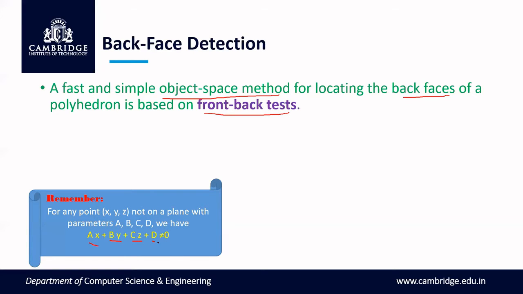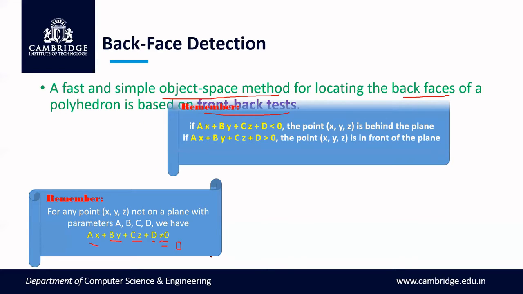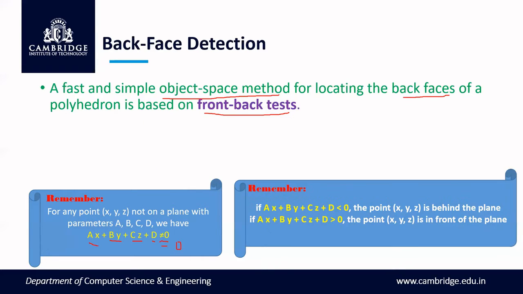If this is equal to 0, then the point is on the plane. If this is not equal to 0, then the point is not on the plane. Then I have two scenarios. So what are the two scenarios? The two scenarios say: ax plus by plus cz plus d is less than 0.